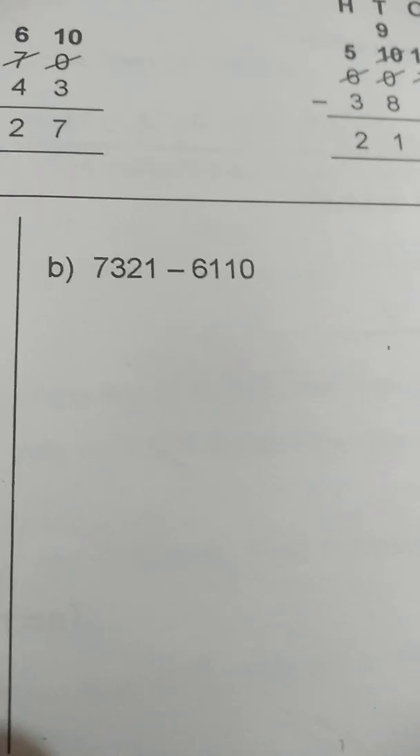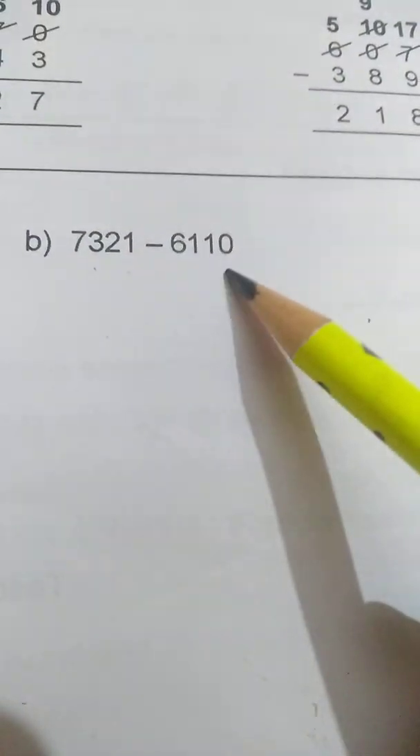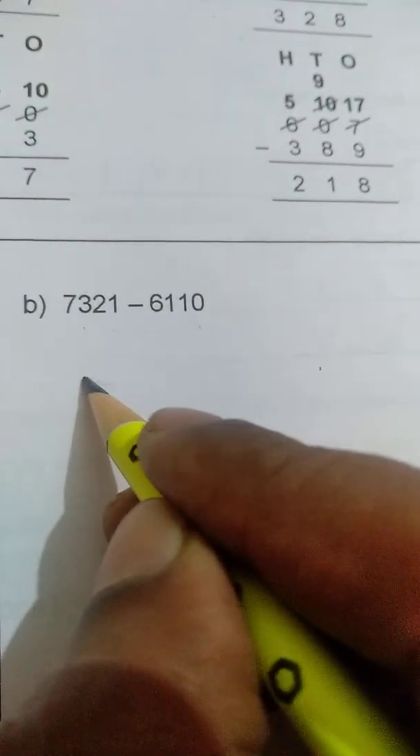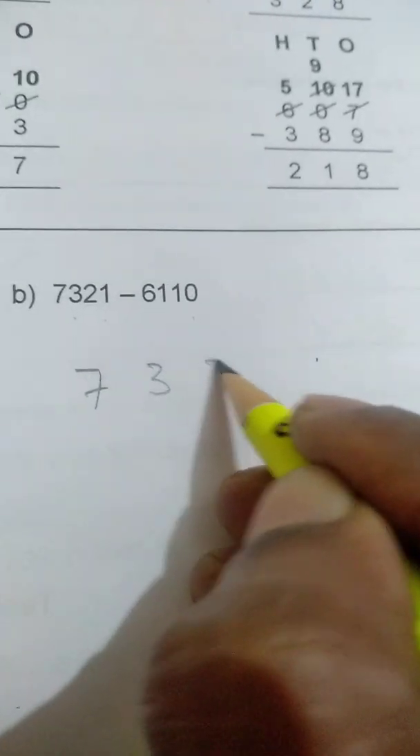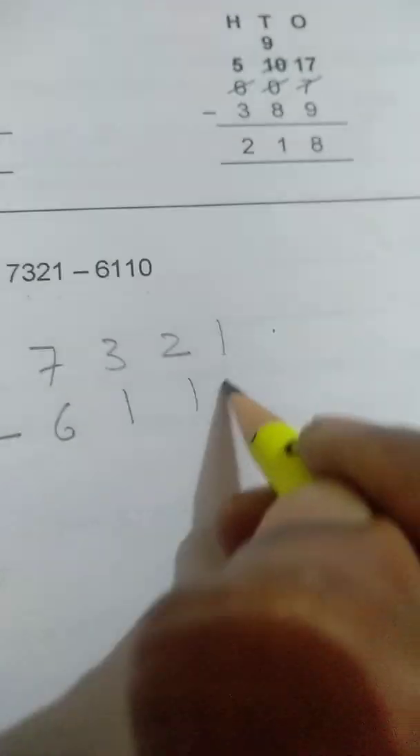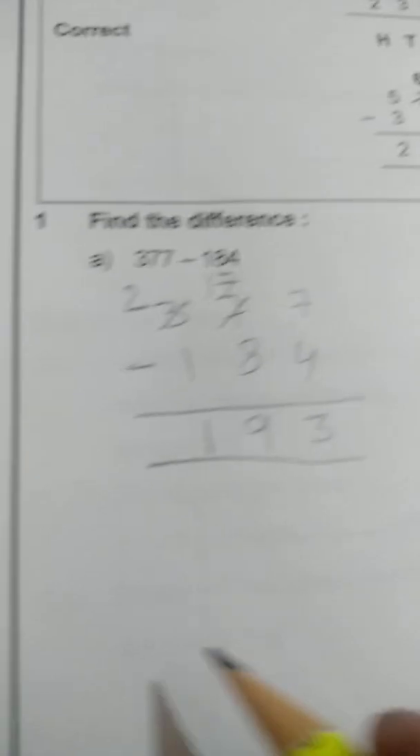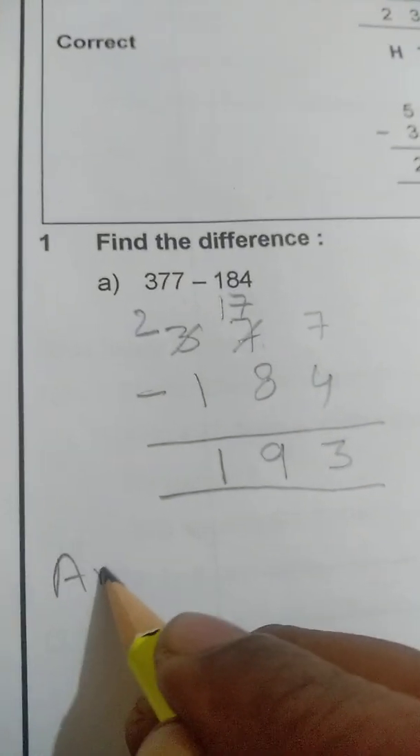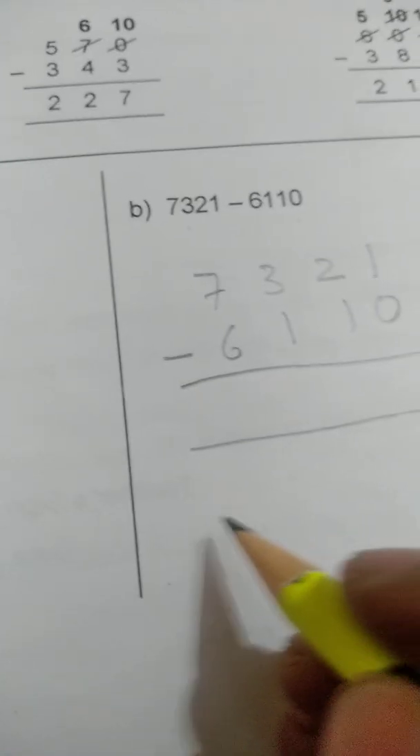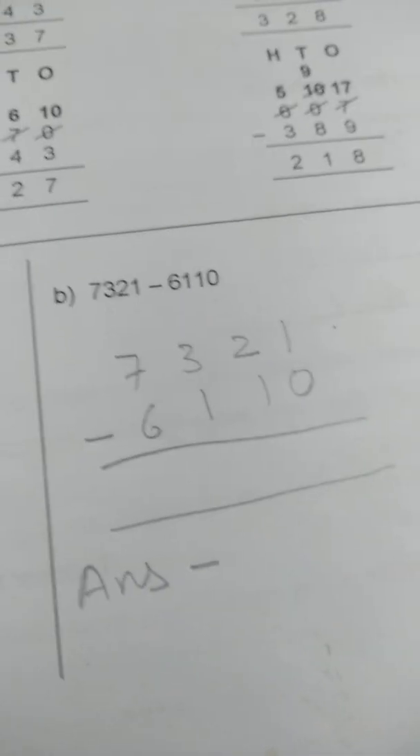In the same way, here also, B question, you will do it. Arrange 7,321 minus 6,110. Here you will subtract and here also you will write the answer. The same way you will write the answer here. Subtract it and write down.